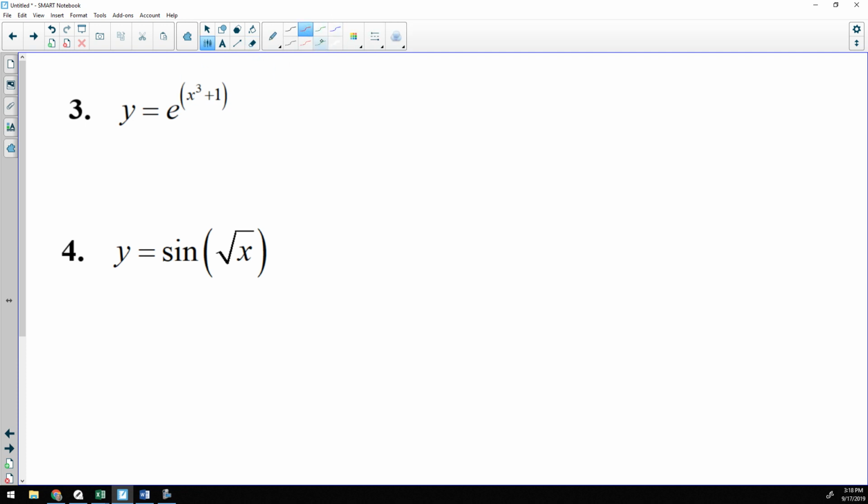Without parentheses around an exponent, sometimes people don't recognize that the exponent is the inside. And so I'm looking at this and I'm ignoring the fact that my exponent is ugly, and I'm going to pretend that this is just e to the x. And I like that because the derivative of e to the x is just e to the x.